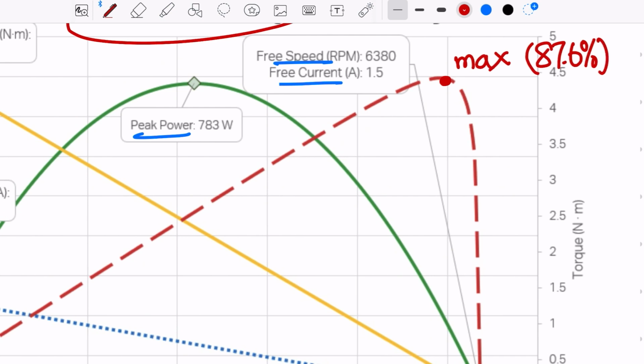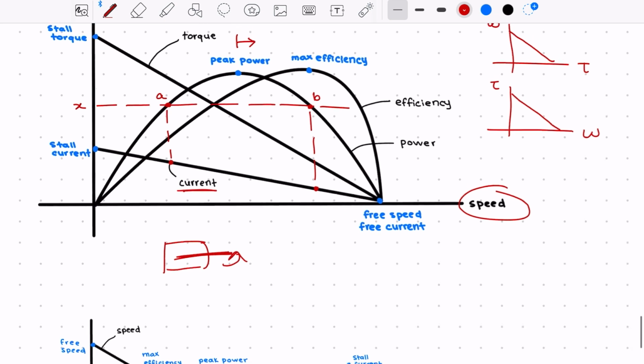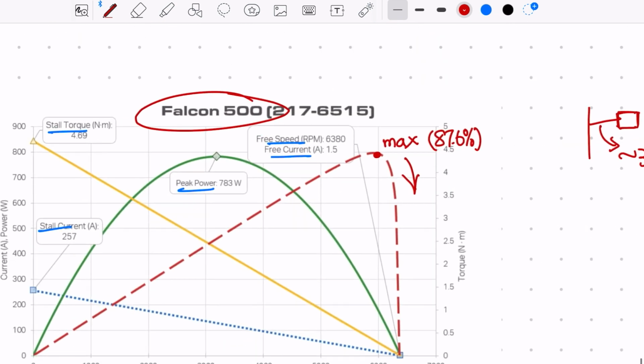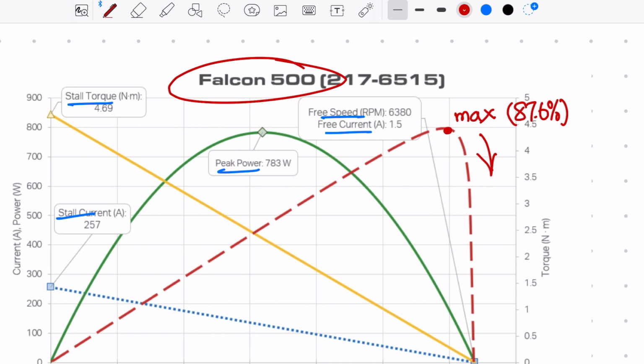Yeah, that should be right. But basically, once you go past that, the drop is pretty steep. I know here it doesn't really look like it, but it is pretty steep, so just try and stay around max efficiency and keep that drop in mind.